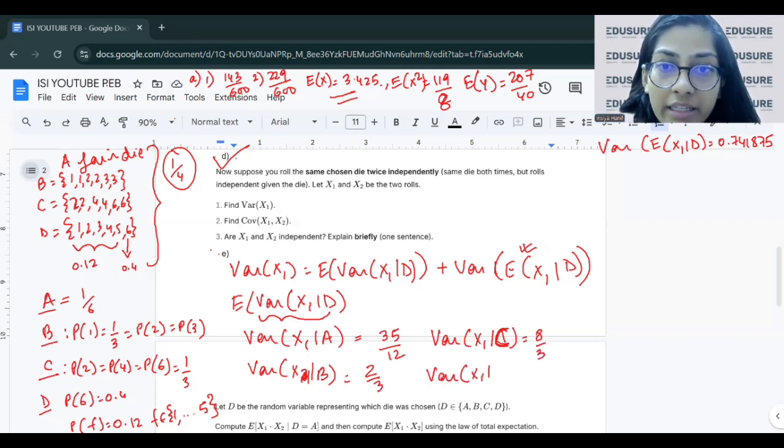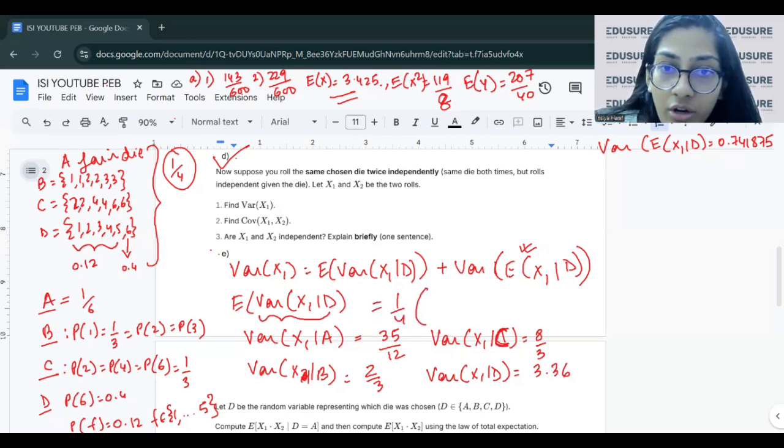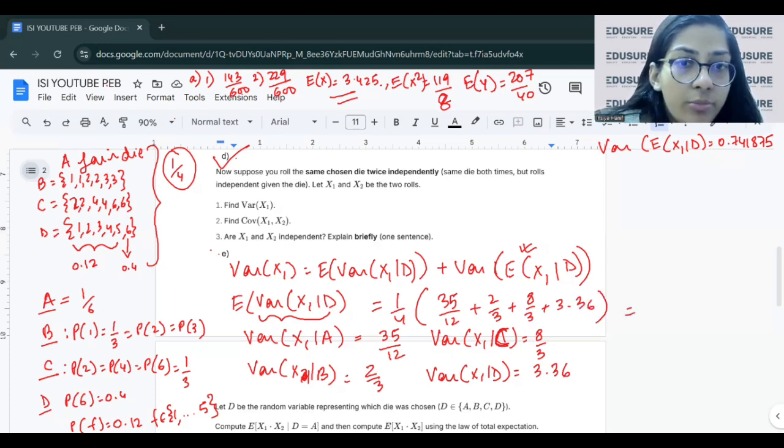And variance of X1 given D is going to be basically, you have to calculate the variance of 1, 2, 3, 4, 5, 6 with the weighted average. So its variance is coming out to be 3.36. Now we just need its expectation. You know that each of A, B, C, D is equally likely. So its expectation is going to be 1 by 4 into 35 by 12 plus 2 by 3 plus 8 by 3 plus 3.36. This value is coming out to be, let me see, approximately 3.144.